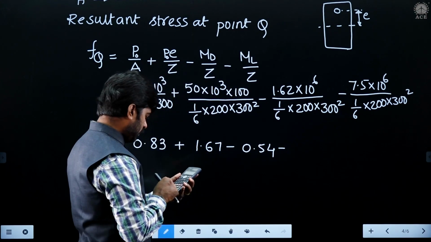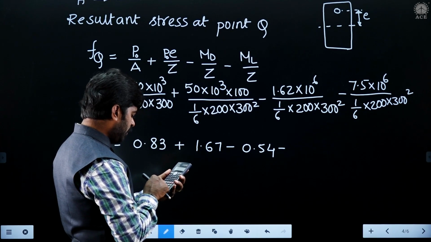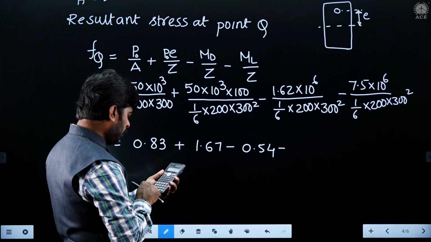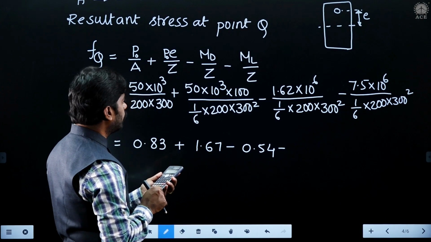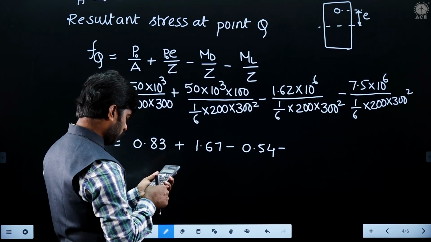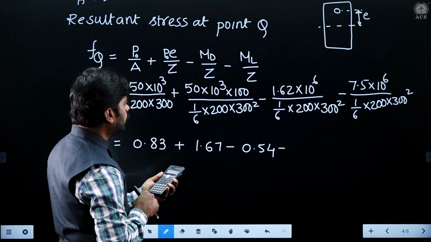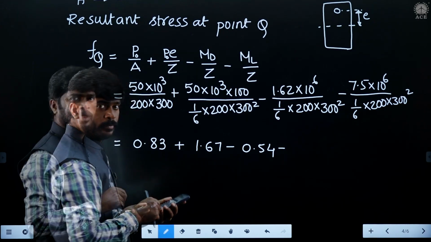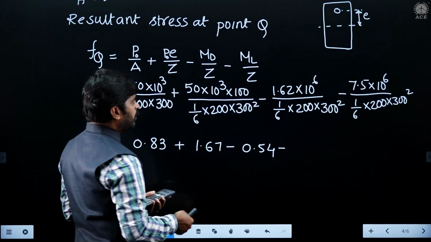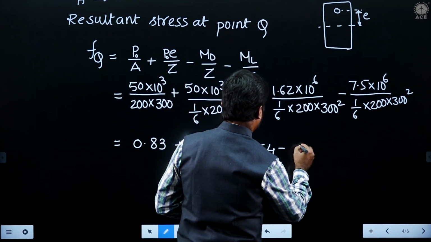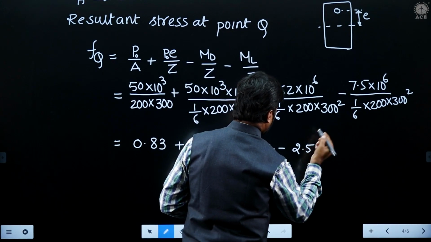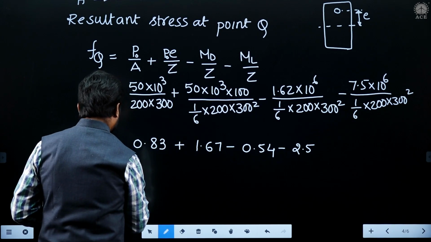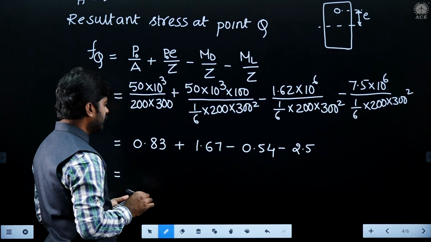Minus 7.5 into 10 to the power of 6 into 6. Okay. If you simplify this, you are getting 2.5. 2.5. My dear, how much is the answer?